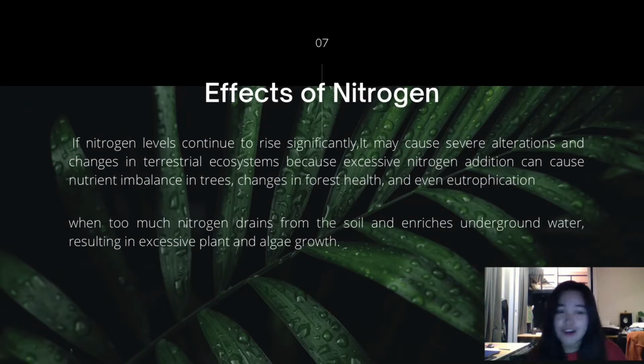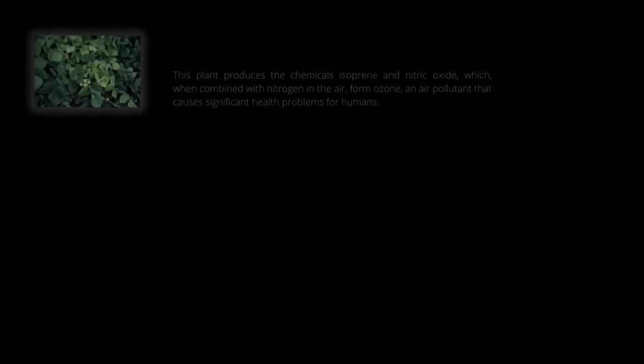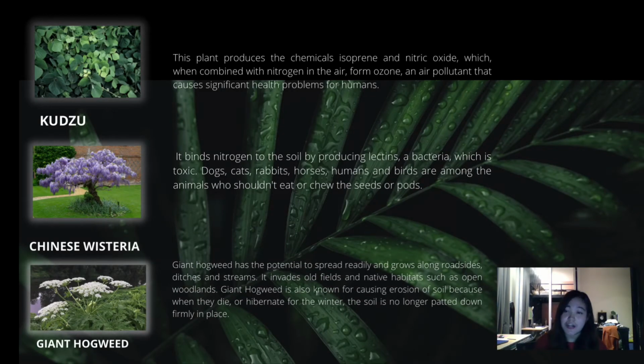Now, what is the effect of nitrogen in flora? If nitrogen levels continue to rise significantly, it may cause severe alteration and changes in terrestrial ecosystems because excessive nitrogen causes eutrophication, which occurs when too much nitrogen drains from the soil and enriches underground water, resulting in excessive plant and algae growth. These plants are affected by nitrogen, which causes harmful effects to people, plants, and animals, leading to loss of overall biodiversity.